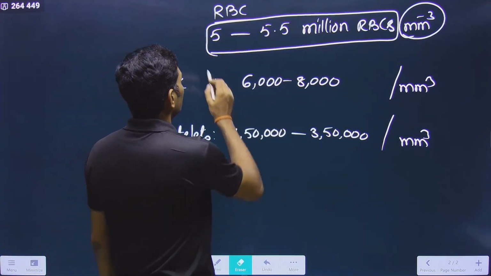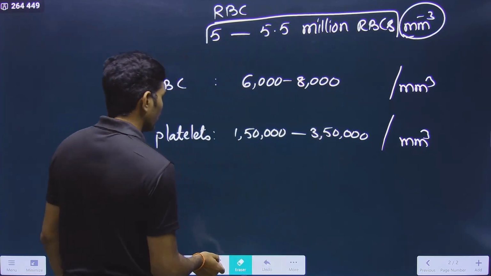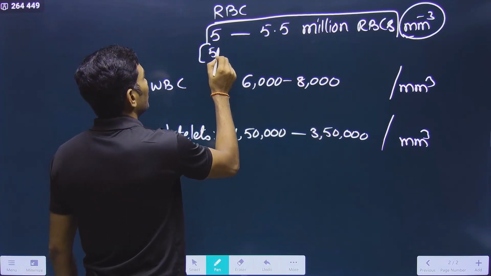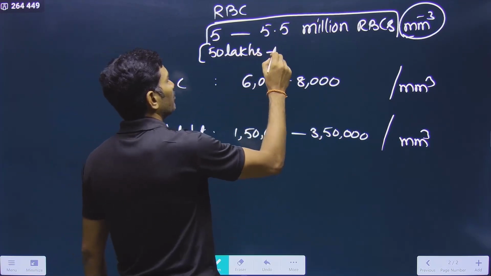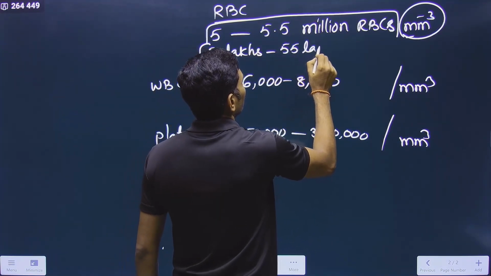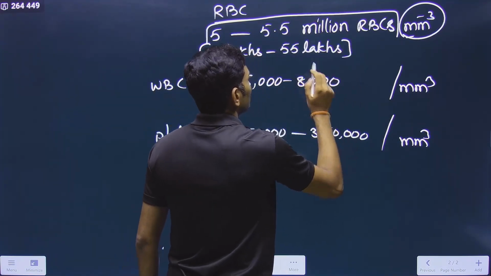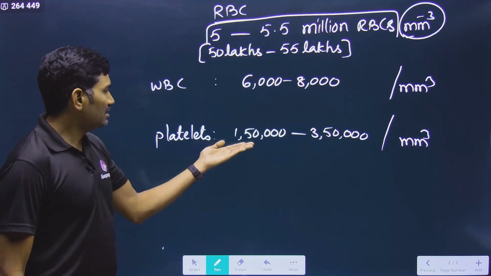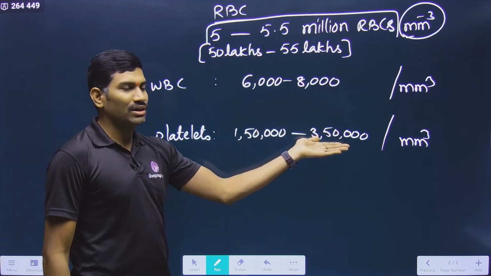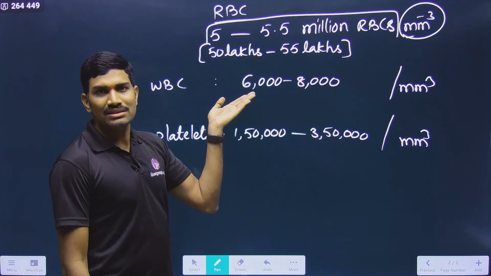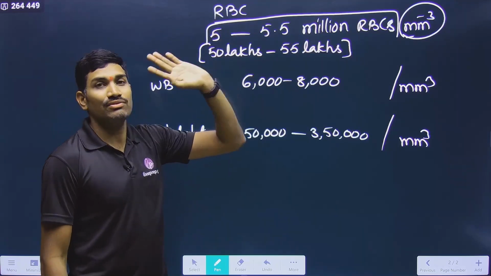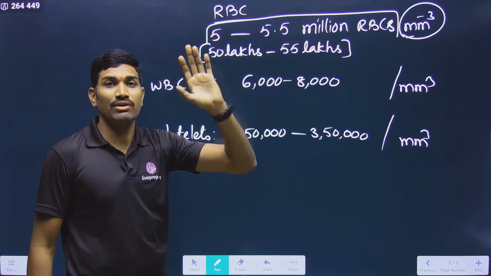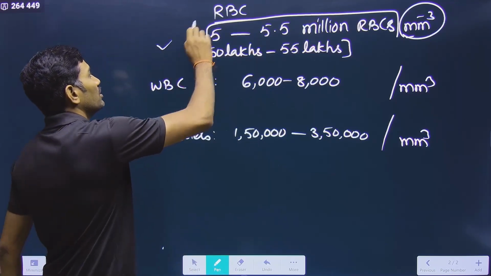Suppose you are writing in normal terminology for the RBC, what you will write here? 5 million means 50 lakhs, and 5.5 million means 55 lakhs. This is the number. You just see it. Here this is 1.5 lakh to 3.5 lakh. But these are in just thousands, 6 to 8,000. But these are 50 lakhs to 55 lakhs, that means 5 million to 5.5 million. Now you just see who are more in number.